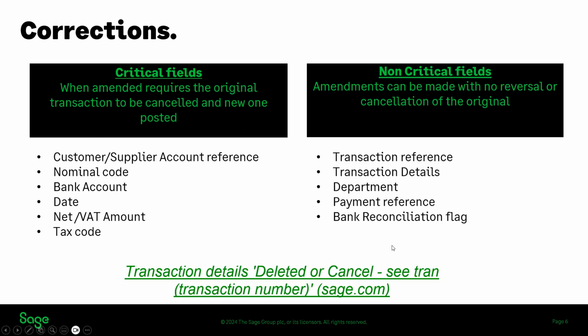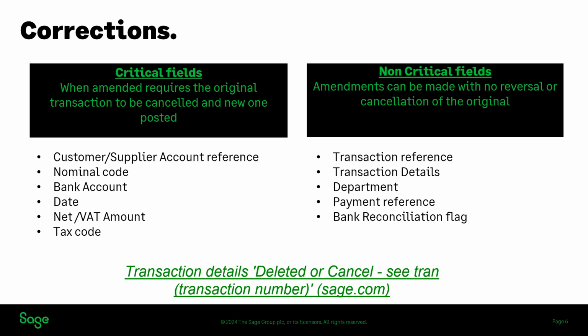Okay, so just before I jump into the demonstration, I do just want to talk to you about two different types of fields on a transaction. When you post a transaction, and at the moment I'm referring to something in the batch window, for example a batch customer invoice, we have a set of fields that we need to fill in. Some of those are termed critical fields and some of them are non-critical fields.